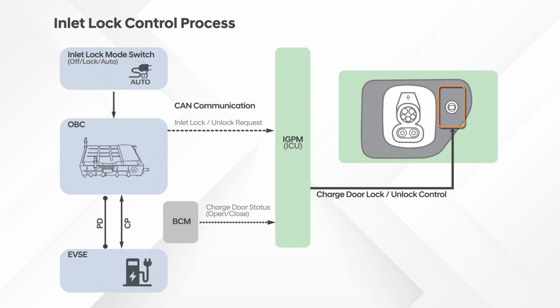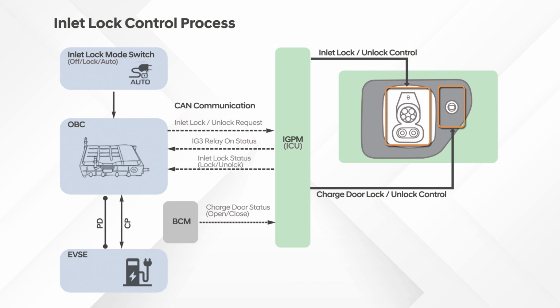Once the OBC confirms the connection of the charging connector through PD signal, it requests inlet lock to the IGPM. Then, the IGPM will activate the inlet lock relay included in ICM, Integrated Circuit Module. The inlet lock relay activates the inlet lock actuator, and the position sensor inside the actuator checks the actual position of the inlet lock and feeds back to IGPM.